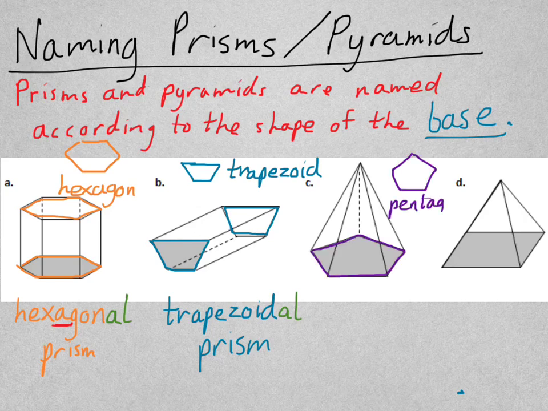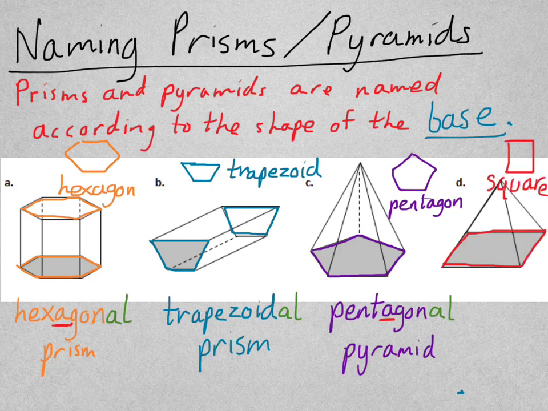The shape of the base is a pentagon. So we stick AL at the end of it. It would be pentagonal prism. Notice I had to change the way I said the A again. Then on D, the base is a square. So this will just be a square pyramid.